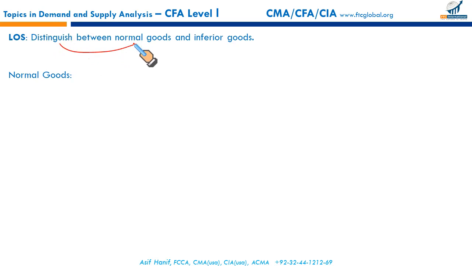Very simple. Normal goods are those goods whose demand increases when our income goes up. When our income increases, we start buying more of such goods. So such goods are called normal goods. Clothing, maybe, food stuff, good quality food. When the income goes up, you start purchasing more quantity of those goods. Such goods are called normal goods.